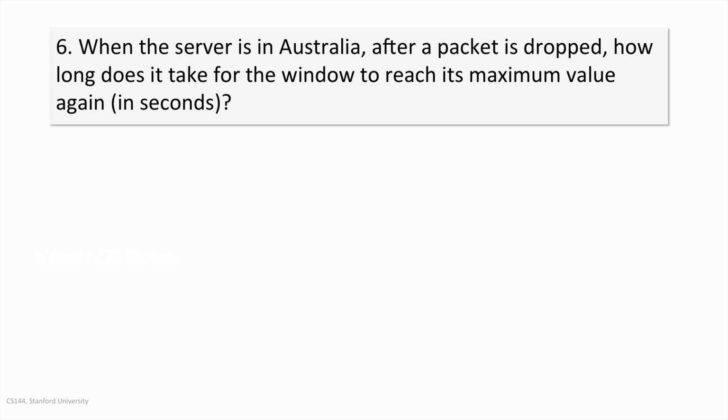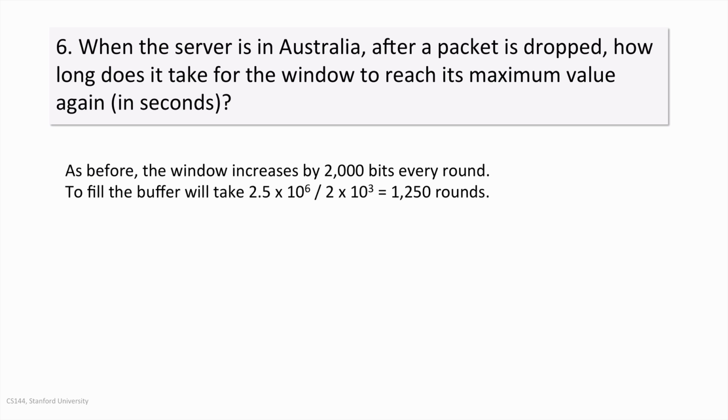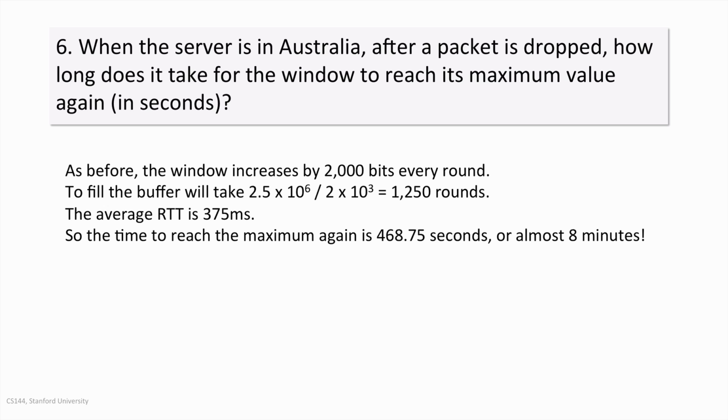Part 6. When the server is in Australia, after a packet is dropped, how long does it take for the window to reach its maximum value again, in seconds? As before, the window increases by 2,000 bits every round. To fill the buffer will take 2.5 times 10 to the 6 divided by 2 times 10 to the 3, equals 1,250 rounds. The average RTT is 375 milliseconds, so the time to reach the maximum again is 468.75 seconds, or almost 8 minutes.